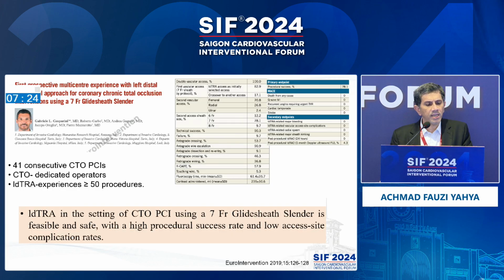This is the study conducted by Dr. Gasparini, using distal radial access with a 7 French Glidesheath Slender in 41 consecutive CTO PCI. It concluded that left distal transradial access in CTO using a 7 French Glidesheath Slender is feasible and safe, with a high procedural success rate and low access site complications.